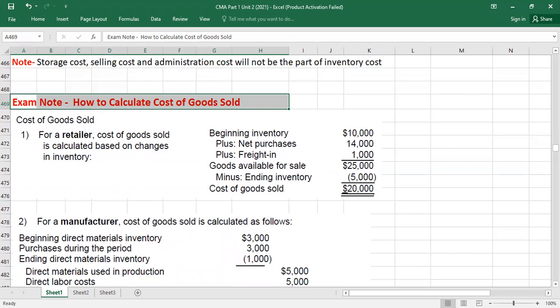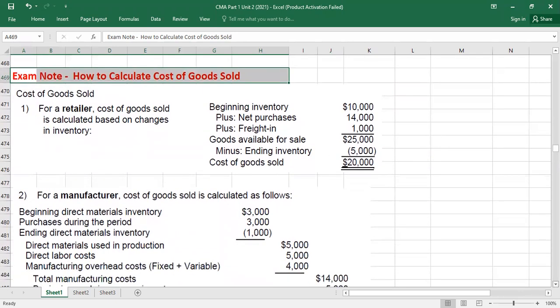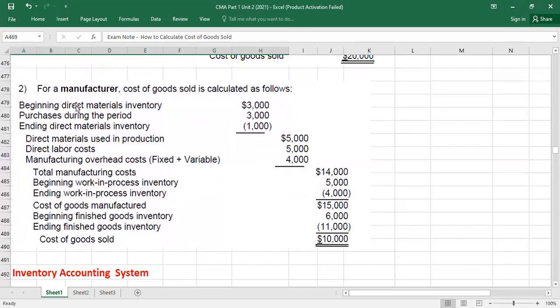But in the exam, the question might be tested like this: he will give you all other information but miss one piece, and maybe you have to go in reverse. And when we go in reverse, the positive sign will become negative and negative will become positive to find the missing value. Now we are going to talk about how we can calculate the cost of goods sold for a manufacturer. So here we go.